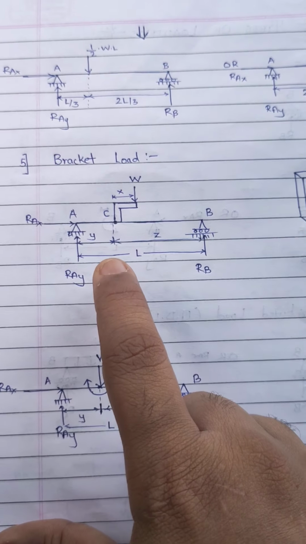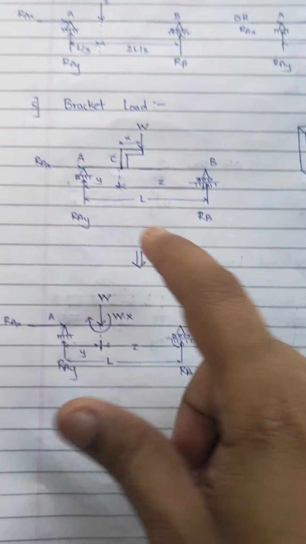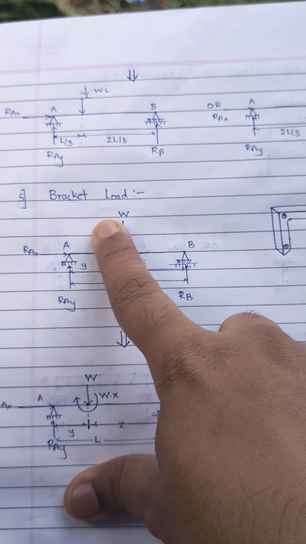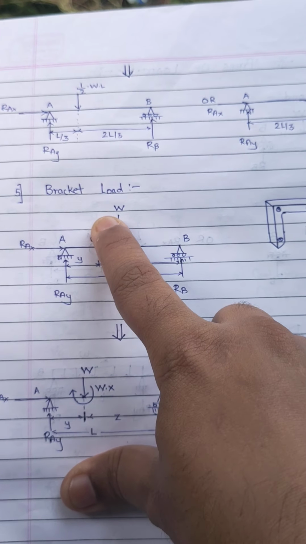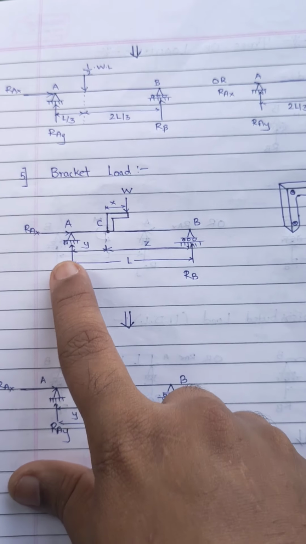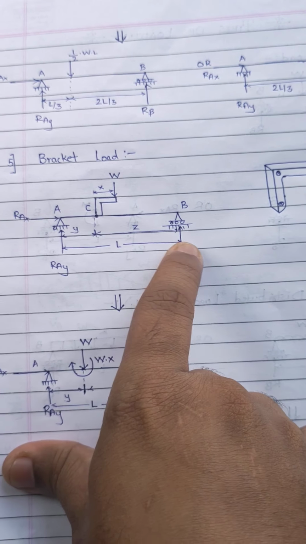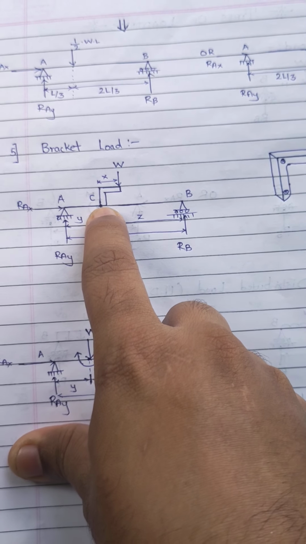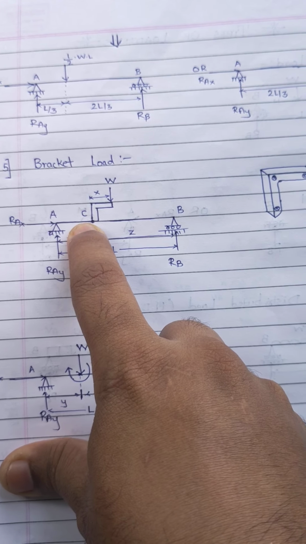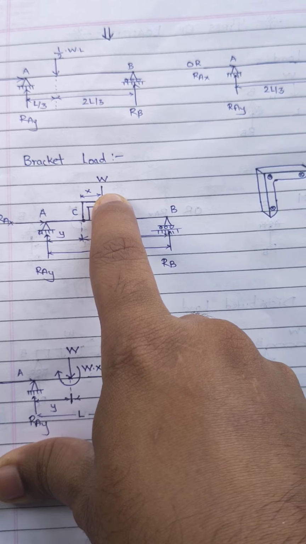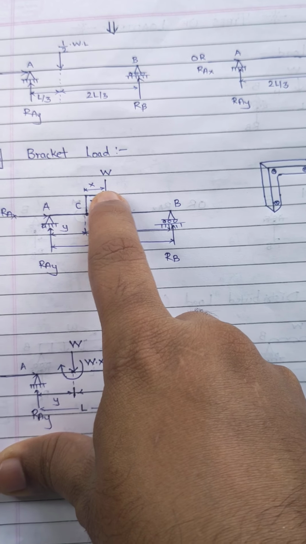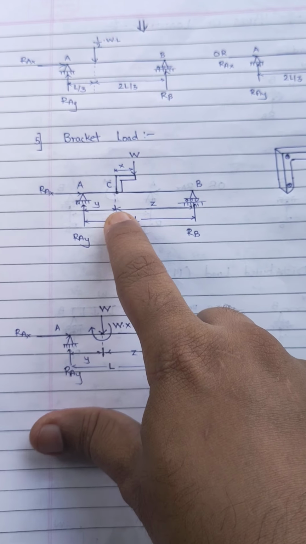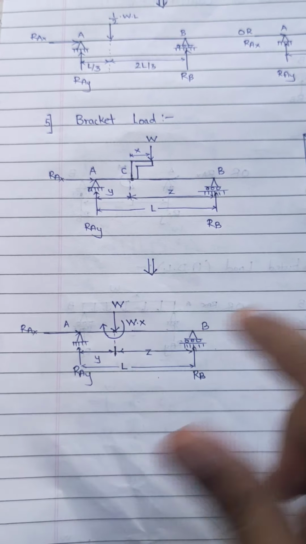In exams, normally the examiner gives you a paper wherein you will find this particular type of diagram, which is called a bracket load. So let's say I have drawn a simply supported beam. The total length is L, and let's say these points are A and B. At point C I have a bracket load. The value of this bracket load is, let's say, W, and the horizontal length is X.